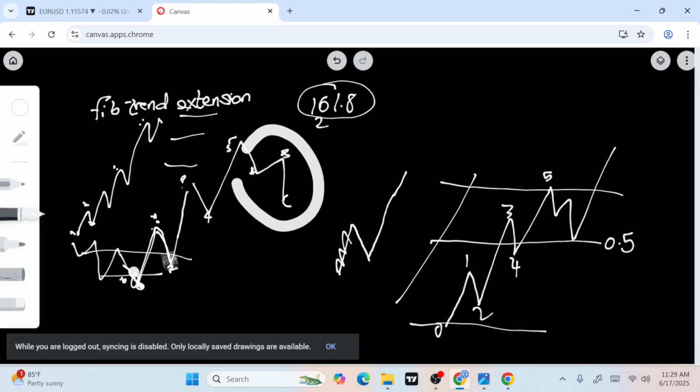What conflicts you? Confluence. Okay. Confluence means the things that you have to check, the things that you have to look out for, to know that this market is doing this or that.